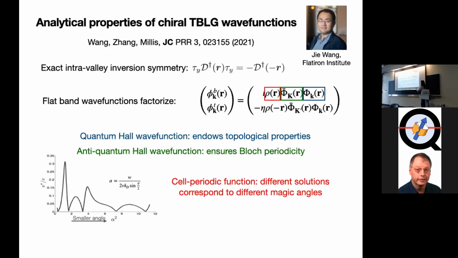Right, so this function rho is kind of the only ingredient that changes from magic angle to magic angle. The rest have these quantum Hall and topology parts which are baked into it. And so now if we want to study things that change between the different magic angles, then we can just study this function rho.